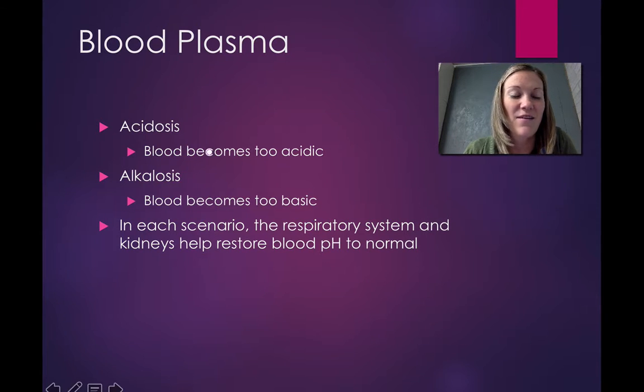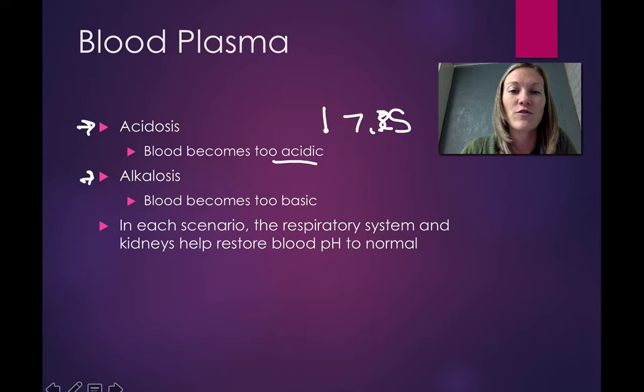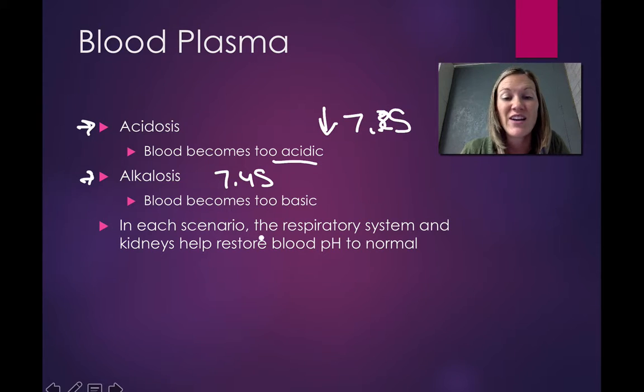Okay, and then the last part here is acidosis and alkalosis. Acidosis occurs when your blood becomes too acidic. That means your blood is anywhere below 7.35. If it's lower than that, it's acidosis, whereas if it's higher than 7.45, it becomes more alkaline, where your blood becomes too basic. In each scenario, the respiratory system and the kidneys help restore your pH to normal.